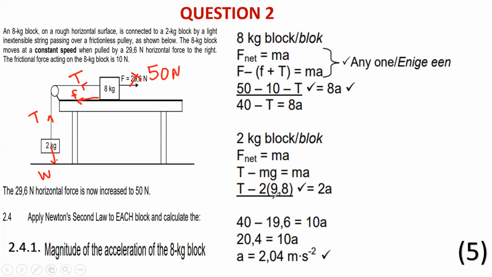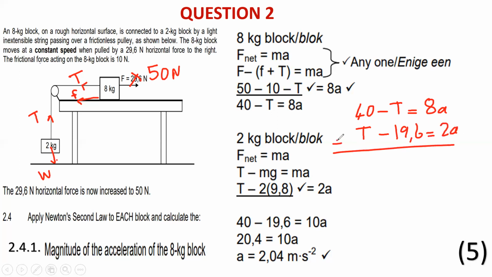From now, what can we do? We combine these two equations. How do we combine them? We just add. You can use different methods to combine them. 40 minus tension force is equal to 8A, and the other one, tension minus 2 times 9.8, which is 19.6, is equal to 2A. If you add them, the negative and positive tension force cancel each other, and 40 minus 19.6 equals 10A. As you see, 40 minus 19.6 is 20.4, equals 10A, so A is equal to 2.04.